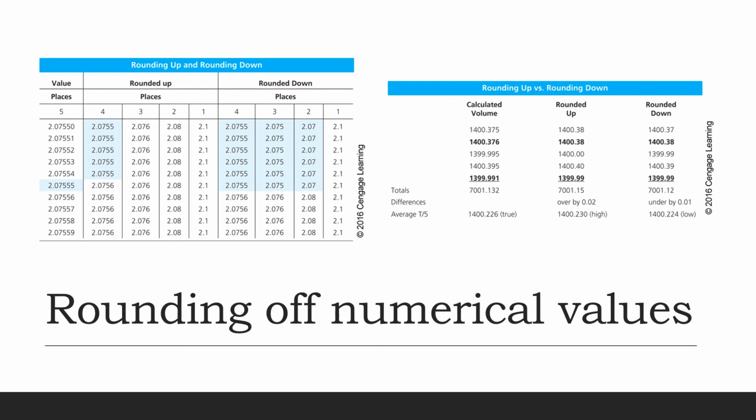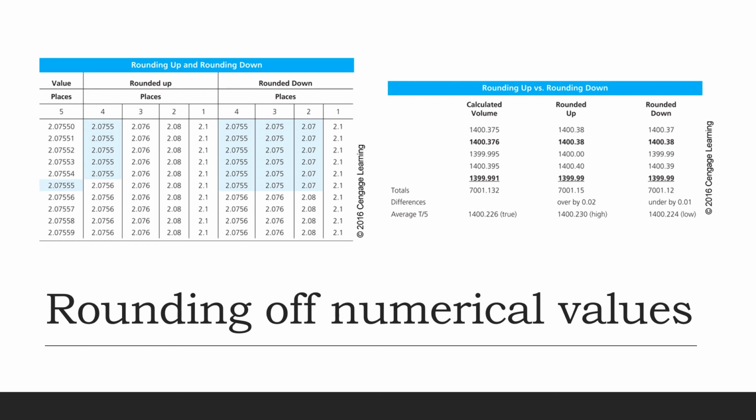So therefore you're going to increase the number up here by one, so you get 2.076. Rounding down is, even though you have 5, you're not going to increase by 1. So therefore you get only 2.075. And that's the difference. So anyway, you do everything in that table, round up and round down.